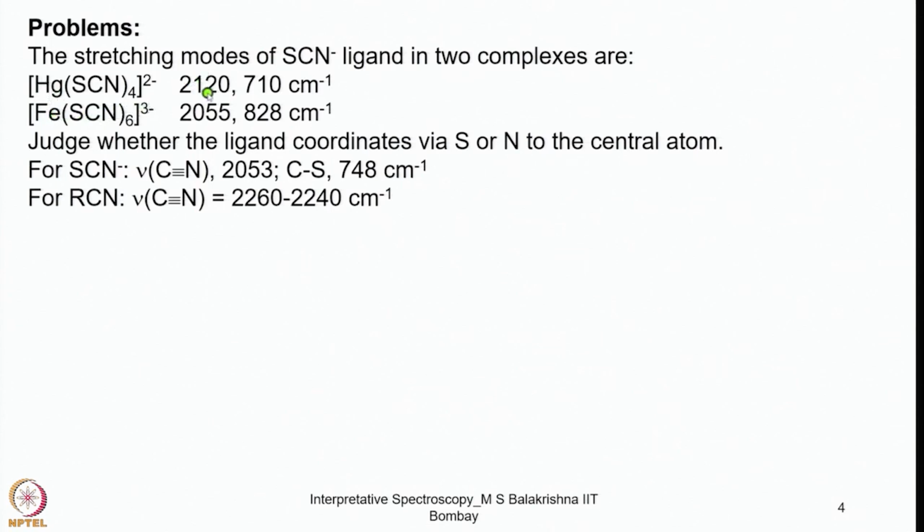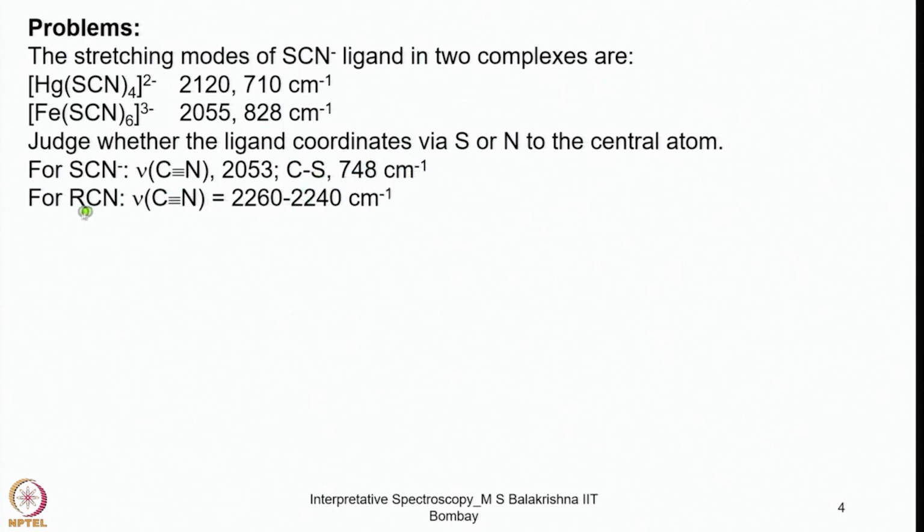And the corresponding stretching frequencies are given here: 2120 and 710 centimeter minus 1 in case of the mercury complex, and in case of the iron complex the values are 2055 and 1828. For assigning the linkage here, whether S is connected to mercury or N is connected to mercury, and also iron, we have to have some information about free SCN. So the free SCN stretching frequency is given here. The C triple bond N stretching frequency is 2053, and for CS it is 748 centimeter minus 1.